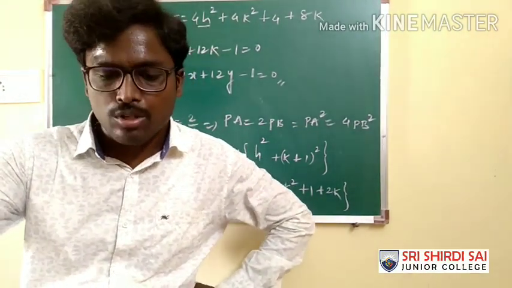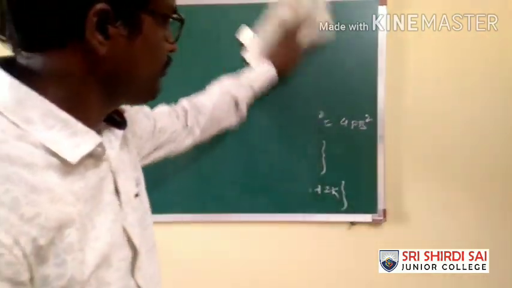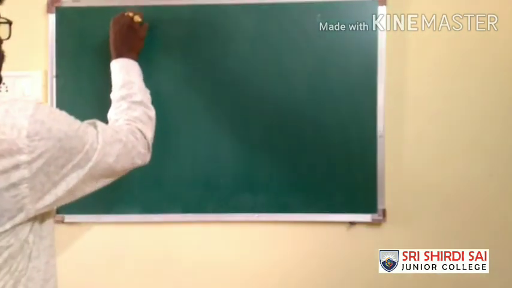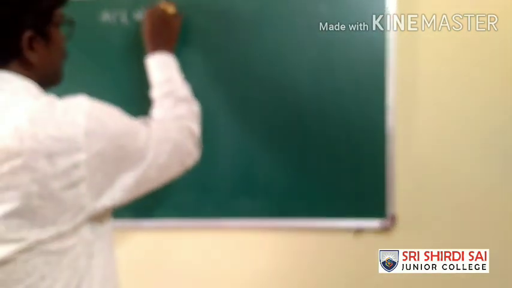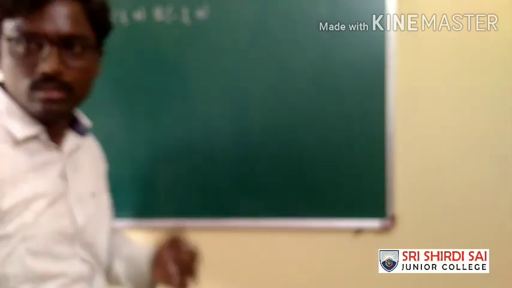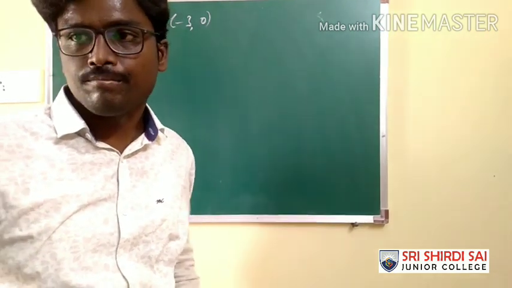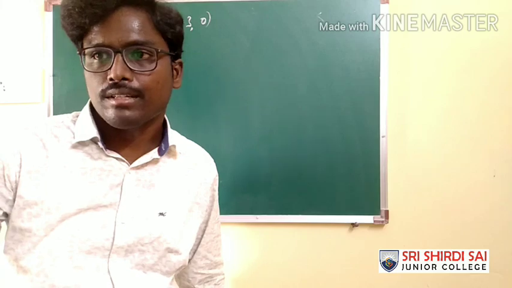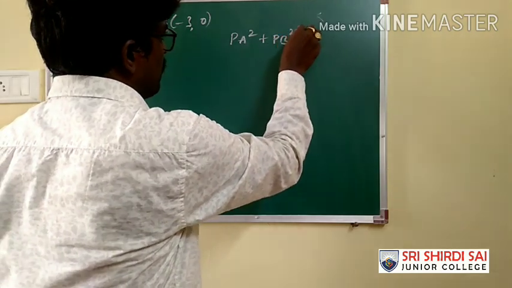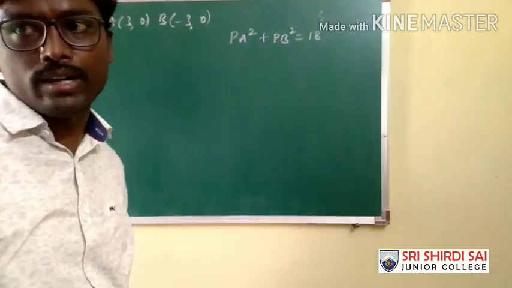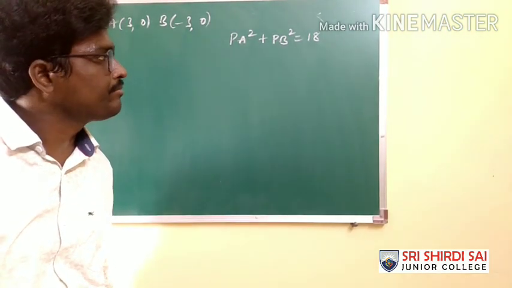If A is 3 comma 0 and B is minus 3 comma 0, then the locus of the point P such that PA square plus PB square is equal to 18.